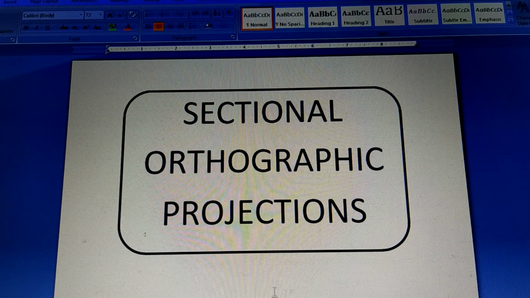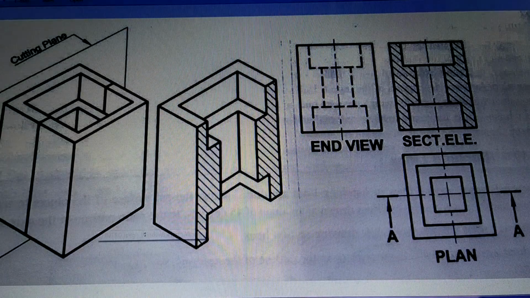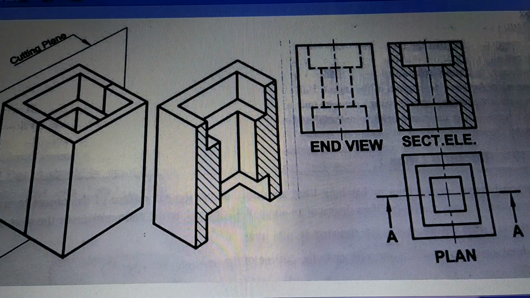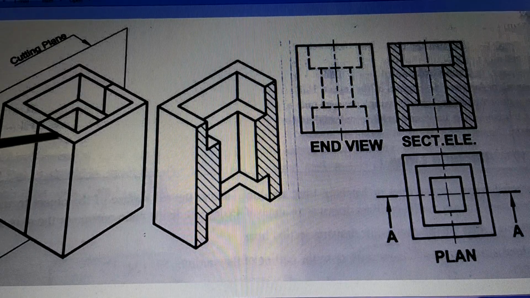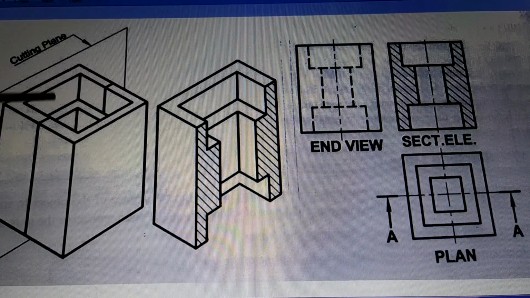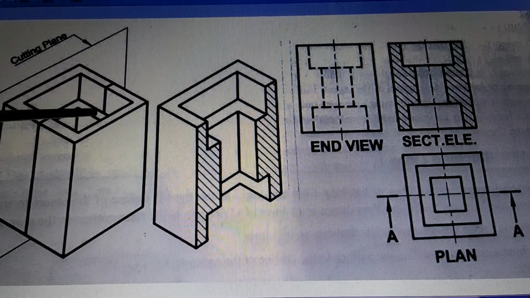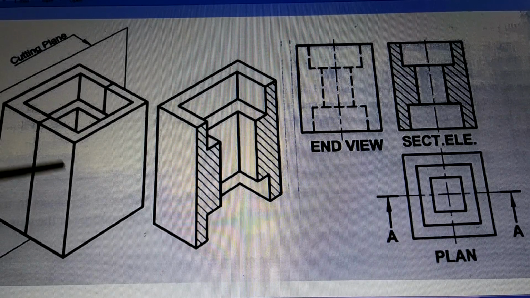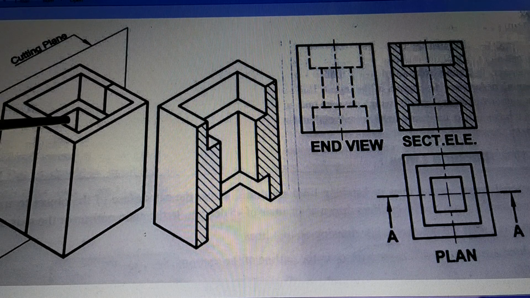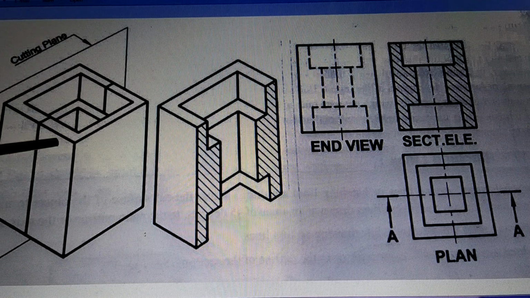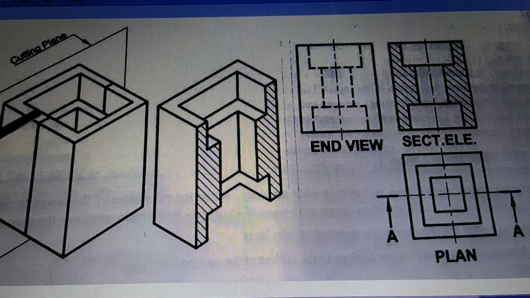Now let us take a simple example. Look at this figure. This is some object. It looks like a square kind of object which is hollow, and inside that there is one more square. If you draw this object in its front view, you will have to show many dotted lines. This is not a very complex object, so it can still be shown, but this is an example to indicate the meaning of a sectional view.